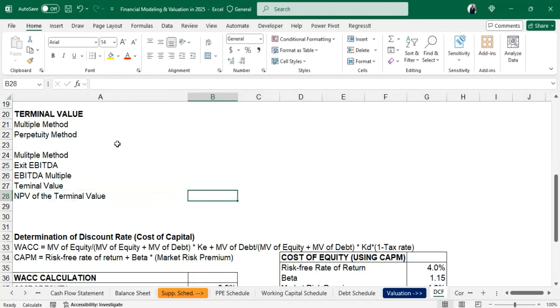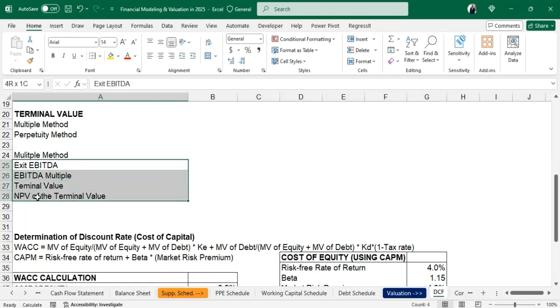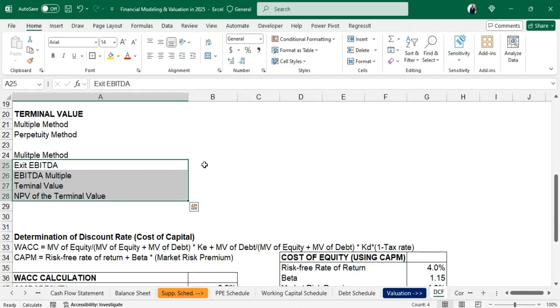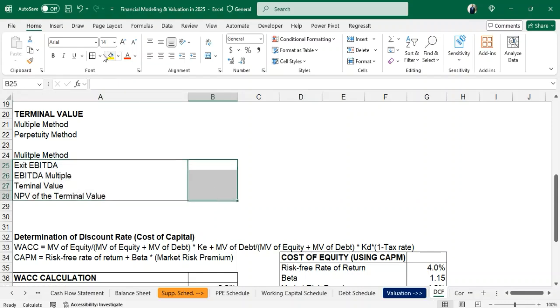So let's get started. Still, I'm going to insert my usual borders, outside borders, and also this outside borders. So the exit EBITDA, as we have already explained, is equal to the EBITDA for the last forecast period. So I'm going to have equals.